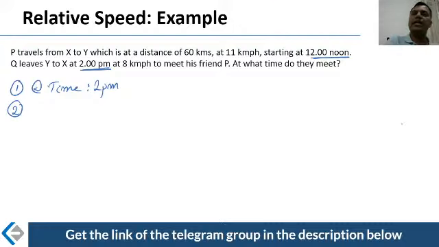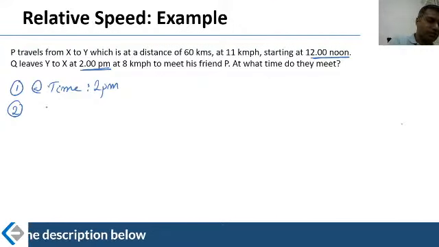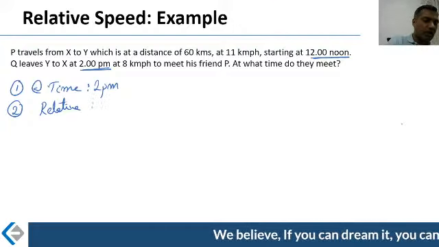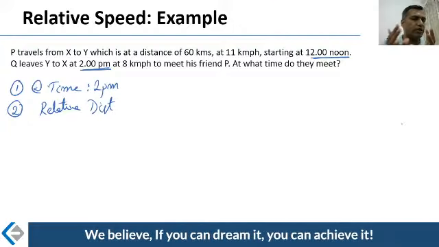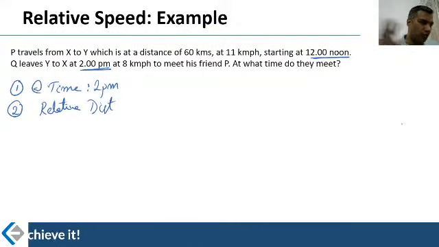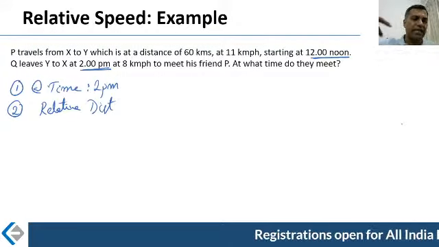Point number 2. What is the distance to be covered under the relative speed? What is the relative distance? In other words, what is the distance to be covered under the relative speed? That's the point I'm trying to tell you. Am I conscious of them? If you get these elements right, getting the answer is no problem. You easily get the answer. But my points of thinking have to be clear.